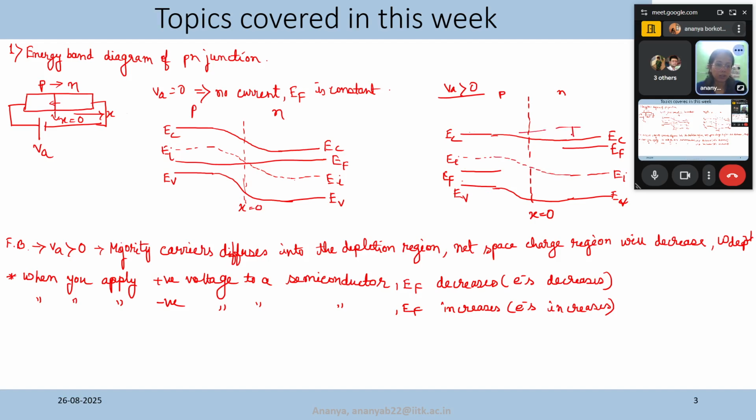Now our potential barrier actually got decreased, and how much did it decrease? So this was qVBI, and this is q(VBI minus VA).